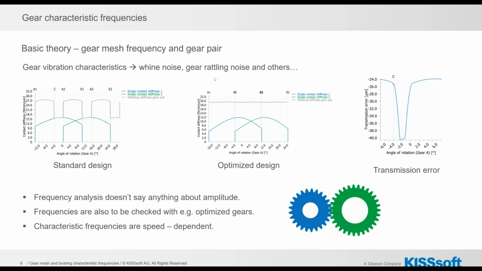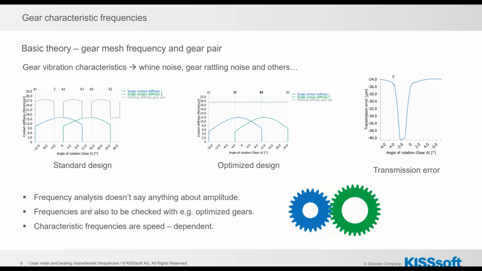Now we come to the gear characteristic frequencies and some basic theory on why they are present in the system. So if two gears are meshing, we know that we have a change in contact ratio. Once one gear is in contact, then the second gear is in contact, and so on. So we have some fluctuation in the stiffness of the gear pair. Now, this fluctuation of the gear pair occurs with a certain frequency, and this frequency is speed dependent.